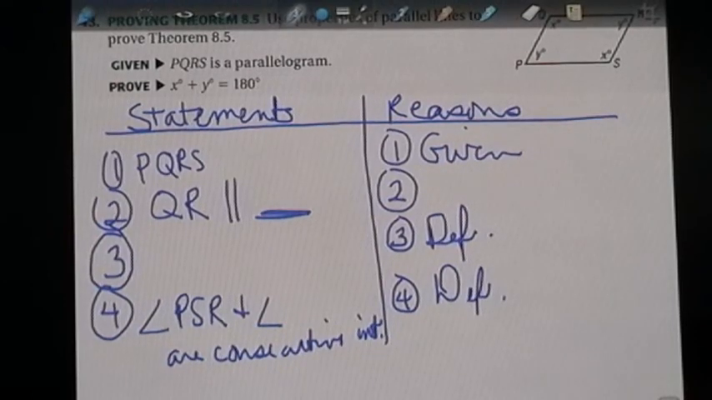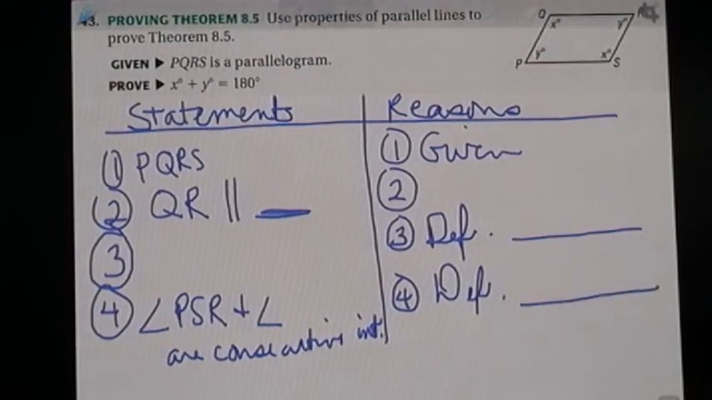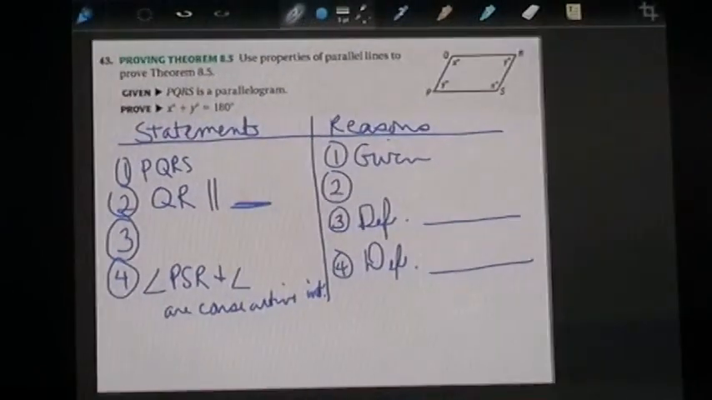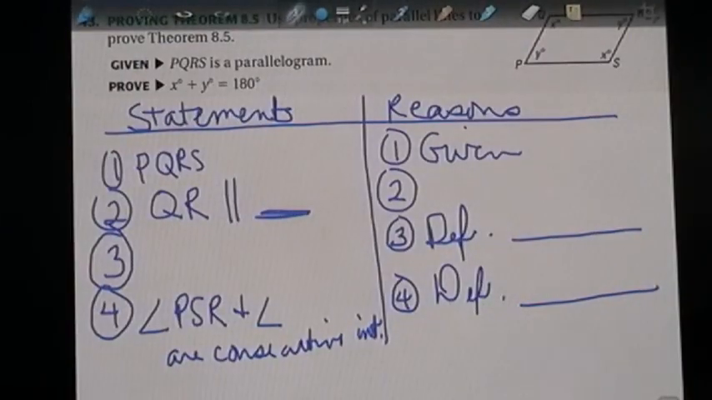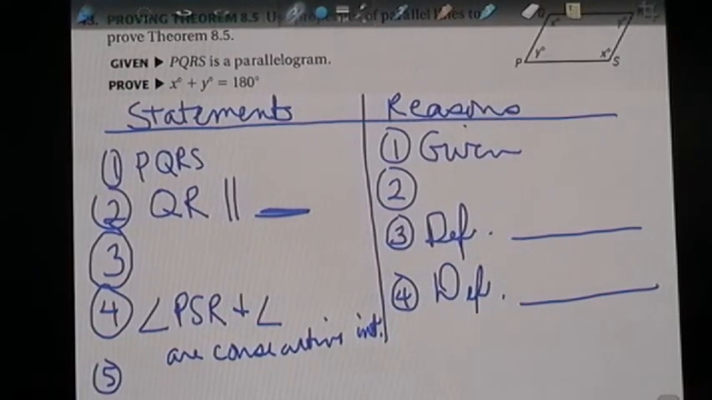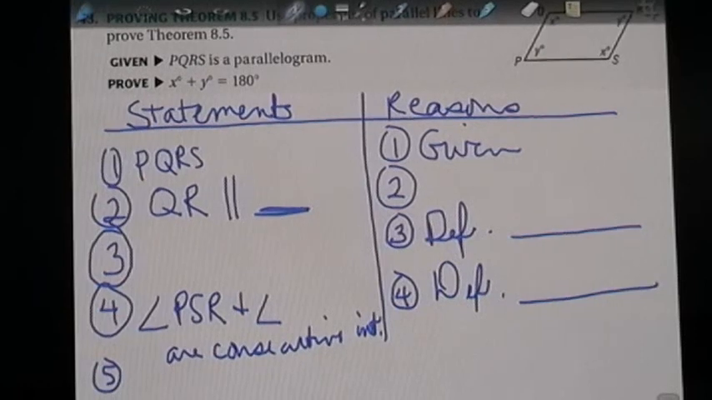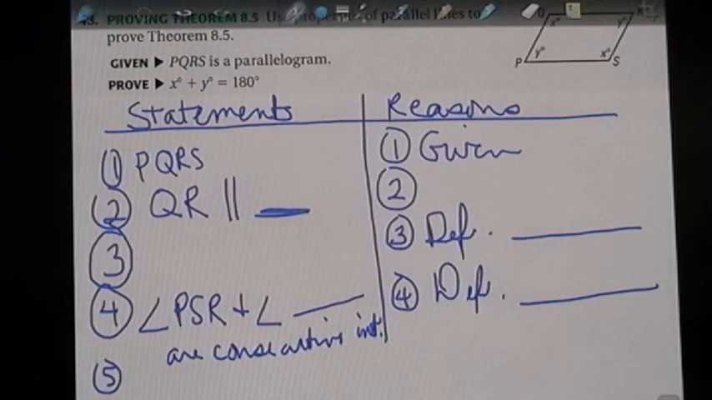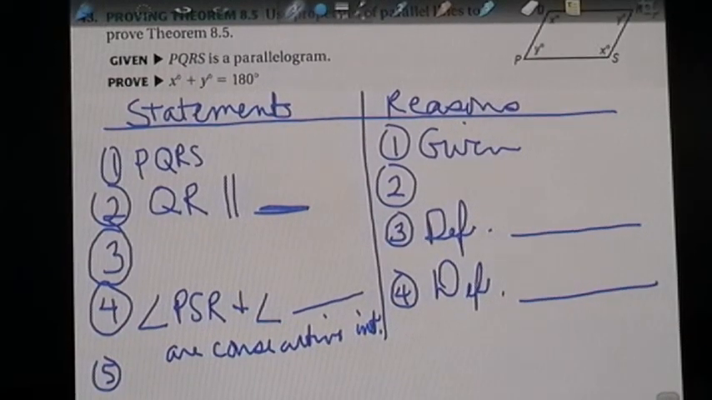Now, you need to write more than just definition, okay? I'm writing just definition because I want you to think. All right, and then number 5, what do you know about consecutive interiors? Okay, looking at your theorem list.